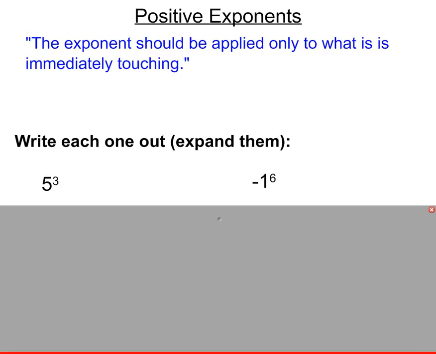This is called 5 to the 3rd power, or 5 cubed. Remember, the exponent is the 3. That's the number that tells you how many times to multiply the base by itself. In other words, the base is 5, so I'm going to multiply the base by itself 3 times. 5 times 5 is 25, and then 25 times 5 is 125. So this is how you expand it, and you'd end up getting 125. So 5 to the 3rd power is 125.